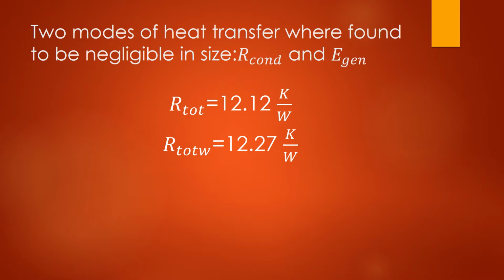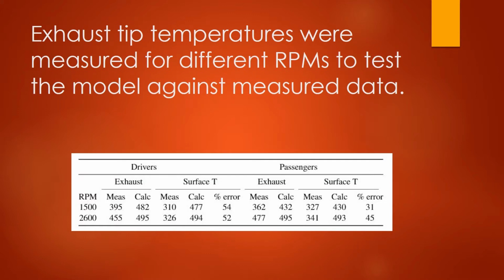We were expecting a rise in temperature across the catalytic converter due to a combustion reaction. However, there was a temperature decrease across the cat due to the increased amount of convection across the cat. The calculated and measured values were compared at 2 different RPMs of 1500 and 2600. The percent error can then be calculated, which ranges from 30 to 50%. It is also noticed that the model does predict the exhaust temperature closely, but not the surface temperature of the tip.